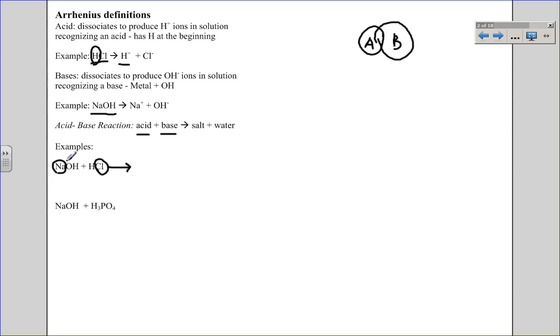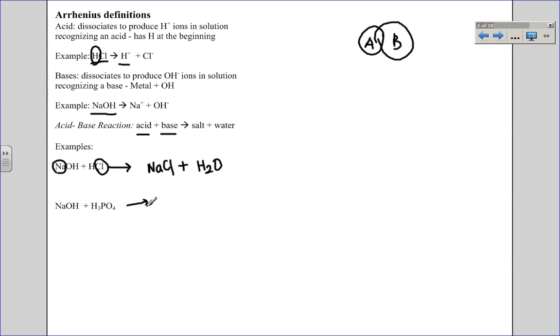So in this case, sodium has a +1 charge and chlorine has a -1 charge. So these will form NaCl. So when hydrochloric acid and sodium hydroxide mix, we have a simple 1-to-1 ratio reaction between the two, forming sodium chloride and water.